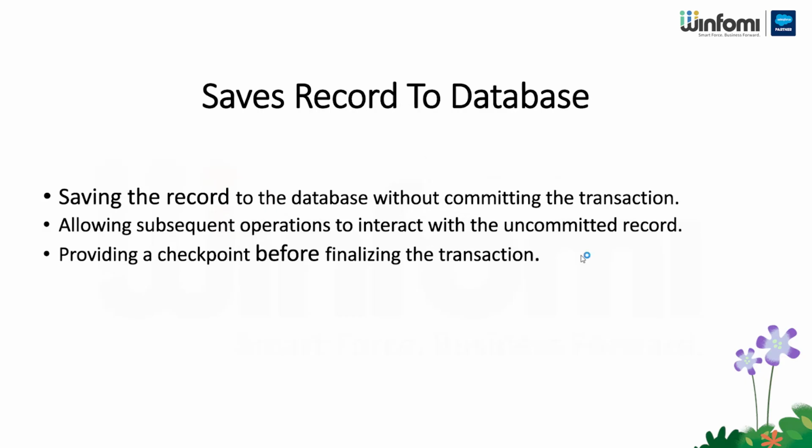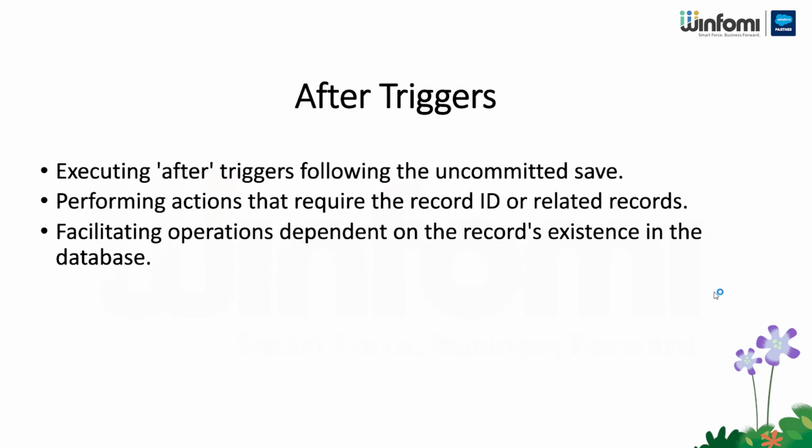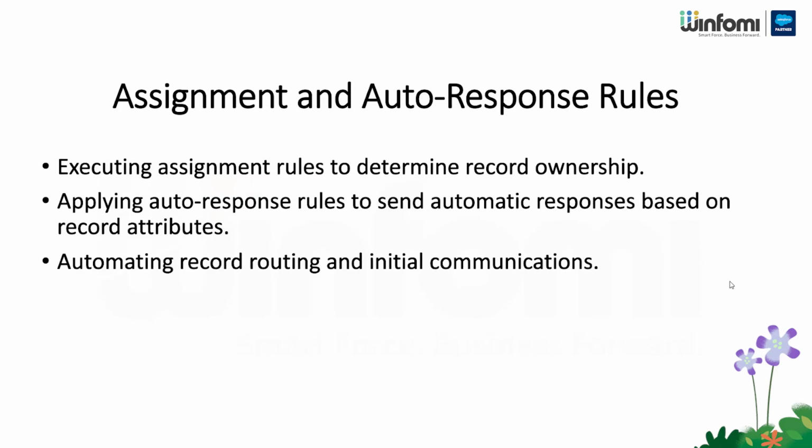The next point is that the record is saved to the database, but not committed. It just saves to the database without committing the transaction. After saving the record without committing, the after trigger will execute. After insert or after update triggers will execute after the record is saved. After the trigger, the assignment and auto-response rules will execute.